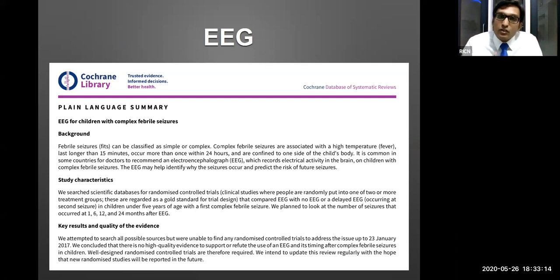And actually, complex febrile seizures, we'll see in a later slide, could be the first presentation of an epilepsy disorder or something intracranial. So that's why when Cochrane did a study, they could not come up with a clear answer. And I think a lot of studies are now saying that it would be reasonable to do an EEG in patients with complex febrile seizures.